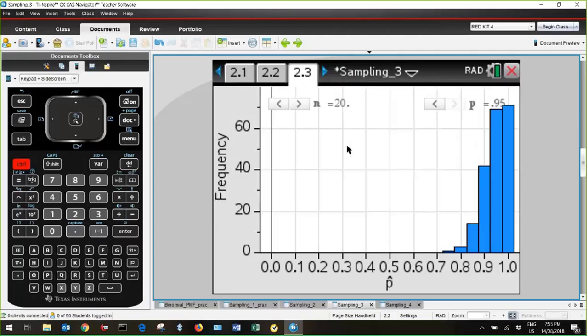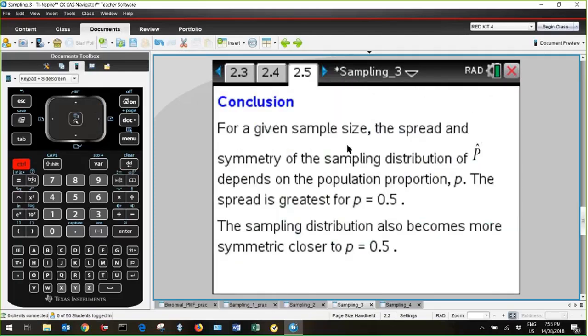Okay, I'm going to skip all that. So for a given sample size, the spread and symmetry of the sampling distribution depends on the population proportion, with the spread being greatest at 0.5 and becoming more symmetric as you get closer to 0.5.